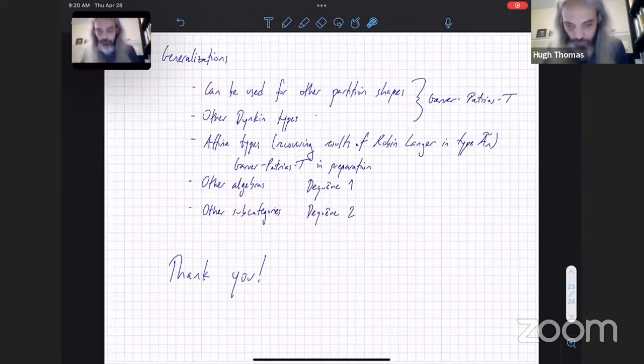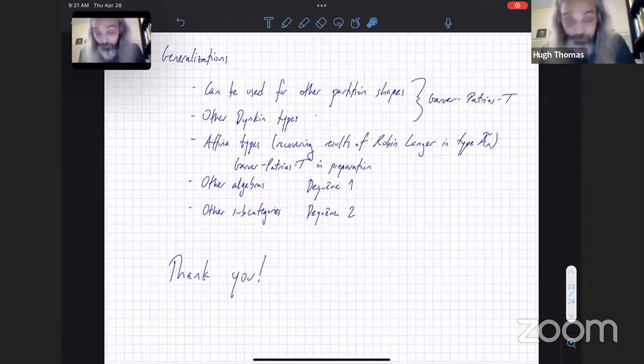So we can do that. You can also think about this for other Dynkin types, and that works well, and we explain how to do that in our paper. We are still working on extending this to affine types. It does work well, but anyway, we still have some writing up to do. In particular, it recovers results for Robin-Langer for affine A_n, but it's this quite uniform construction in affine types.